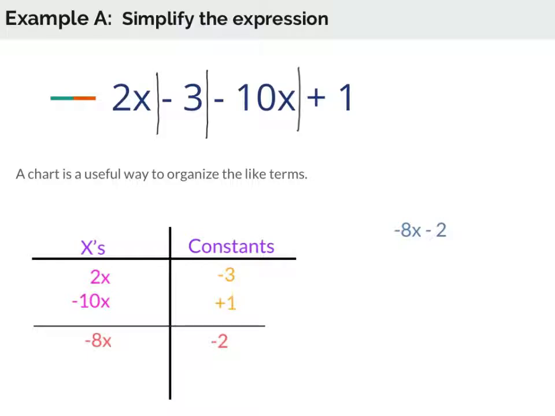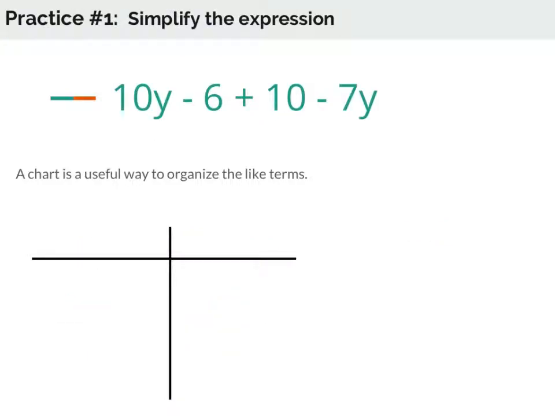Let's take a look at the next practice problem. Here we are at practice number 1. Based on what I just did on the last problem, I want you to try it on this problem. Granted, you've got y's instead of x's, but the concept is the same. So try this one on your own. Pause the video now, and then press play again to see if you are right.